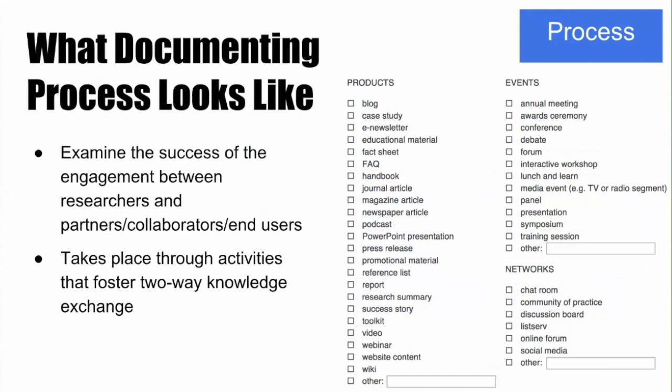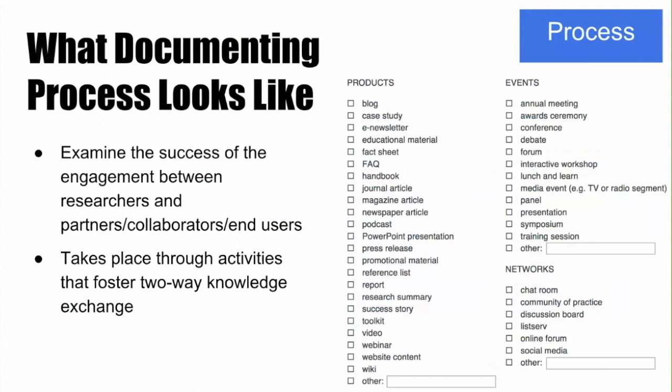So we'll begin with process. When you're trying to figure out how you document and evaluate the processes that you're using in your research strategy, it's good to understand what the goal of your impact is, like we were saying before. And if your goal is impact, having an impact on the real world, then ideally the processes that you're choosing are helping to foster a two-way knowledge exchange.